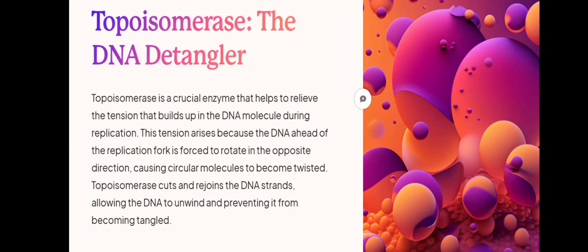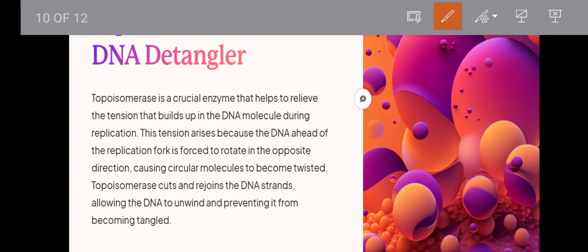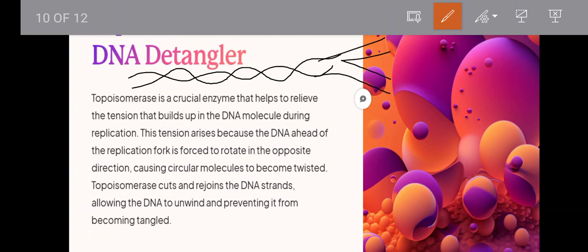Next one is topoisomerase. As I told you, topoisomerase reduces the strain on the double-stranded helix. This actually happens in this way. This is a double-stranded DNA helix which is being uncoiled with the help of the helicase enzyme.